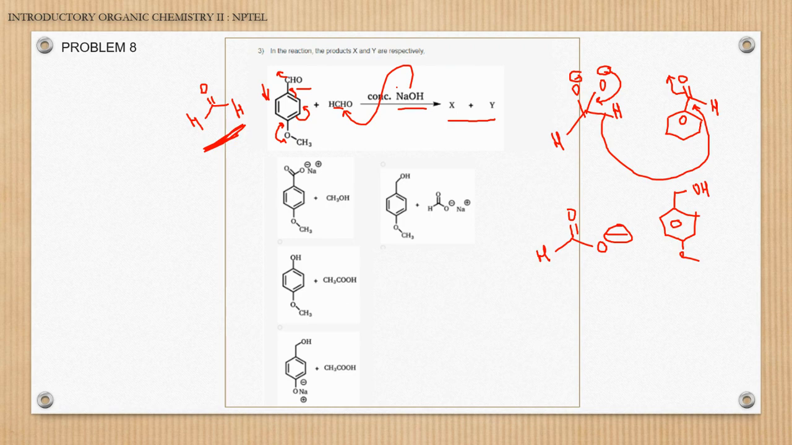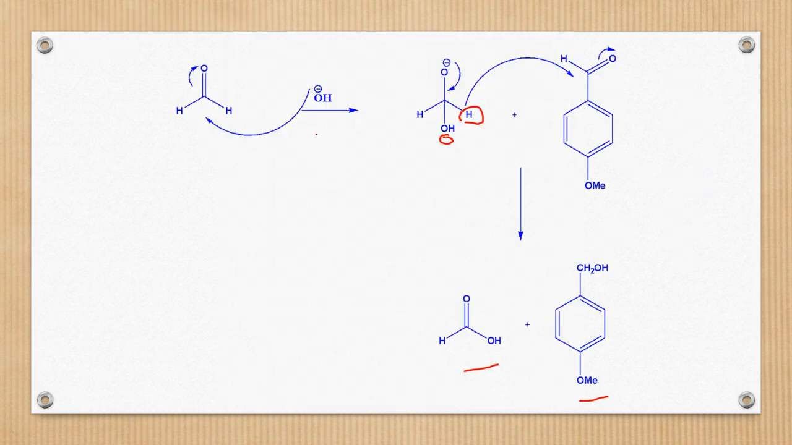Yes, ma'am. Okay, so now tell me the correct option. B is the right answer. Yes, option B is the right answer. So basically, in the Cannizzaro reaction, you first need to know the electrophilicity of your starting materials. This is how you will solve a crossed Cannizzaro reaction problem.